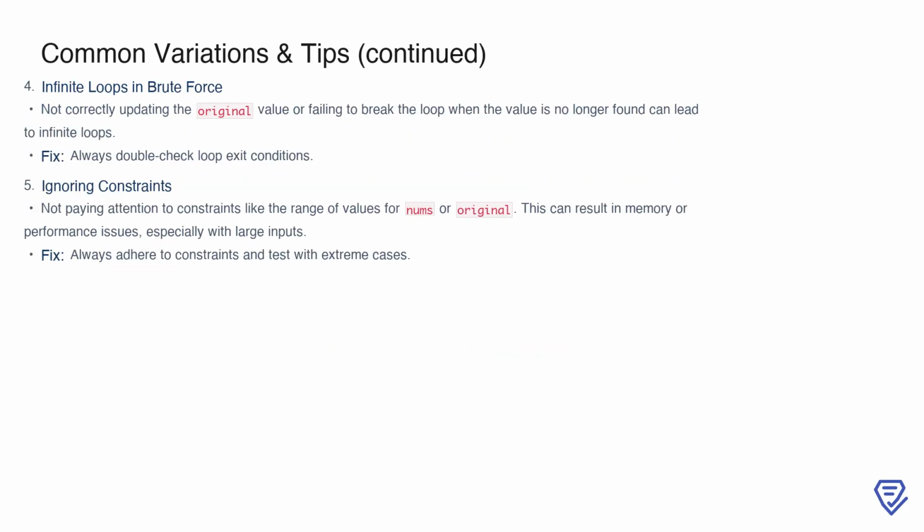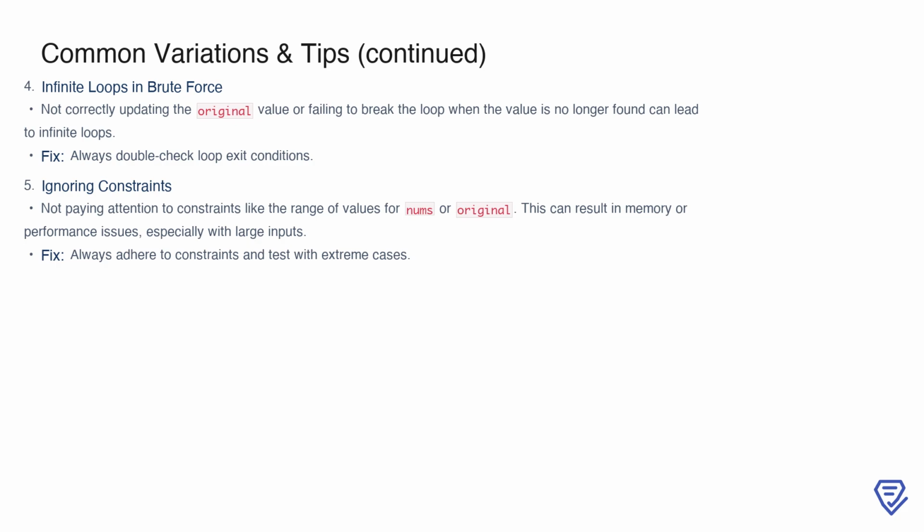Another mistake to watch for is creating infinite loops in brute force solutions. This often happens when the original value isn't updated correctly or the loop exit condition is poorly defined. Without proper checks, the program can keep looping indefinitely. To prevent this, always double-check your loop logic and ensure there's a clear condition to terminate.